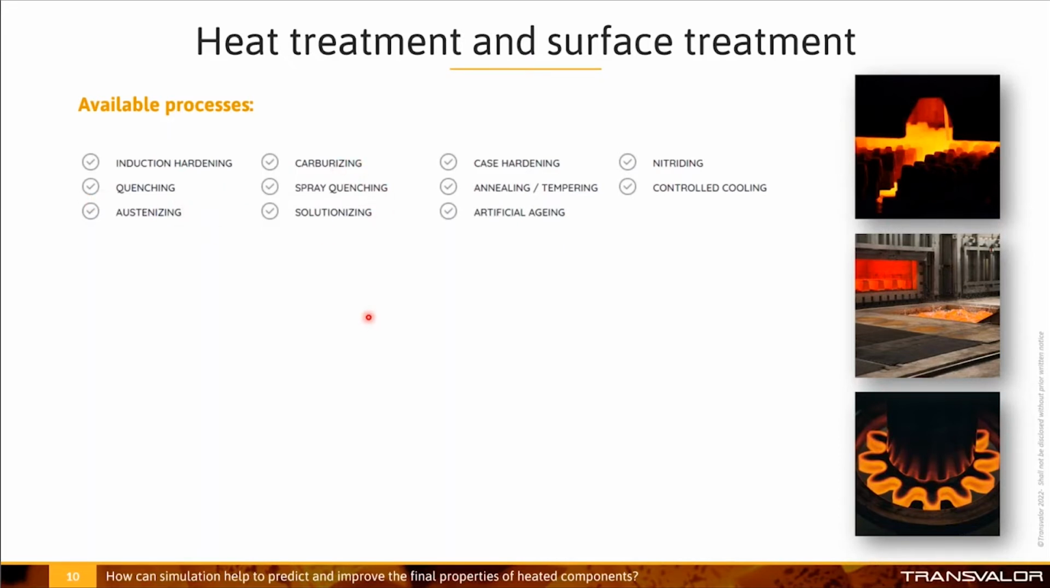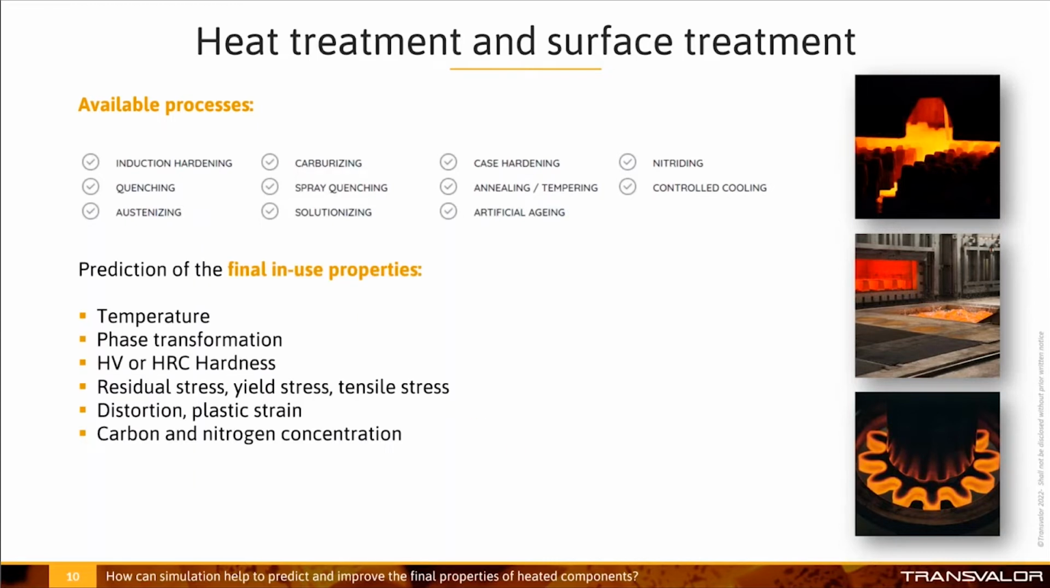Thanks to the modeling of the heat treatment cycle, you will predict the mechanical properties of your part accurately. It is during the heat treatment simulation that the part will get its mechanical properties. As well, it is possible to model surface treatments, for example carburizing, nitriding, or carbonitriding.